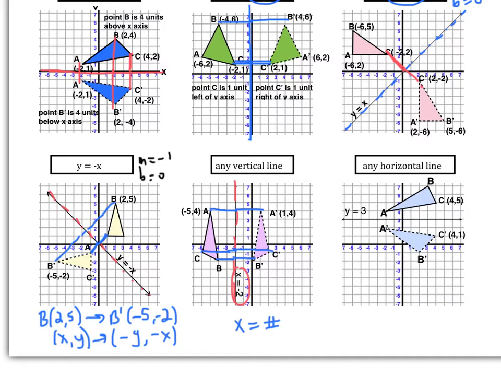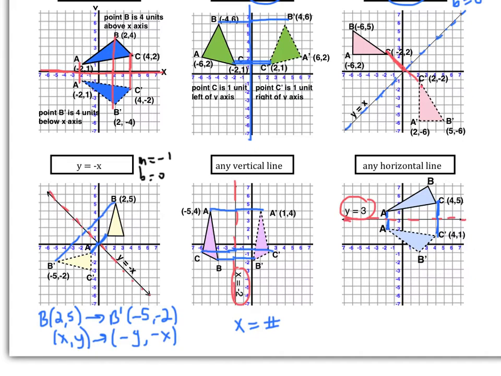Okay, for a horizontal line, horizontal lines always have the equation y equals a number because you're saying every point on that line has the same y value. You're going up the same number of spaces or down the same number of spaces. So similar to working with vertical lines, we can just use the counting method for figuring out the new points. So point A is 1 unit above my line of reflection, so A prime will be 1 unit below. C is 2 units above, so count till you get to the line and then go 2 units below, and there's C prime. And you can do the same thing with point B as well.